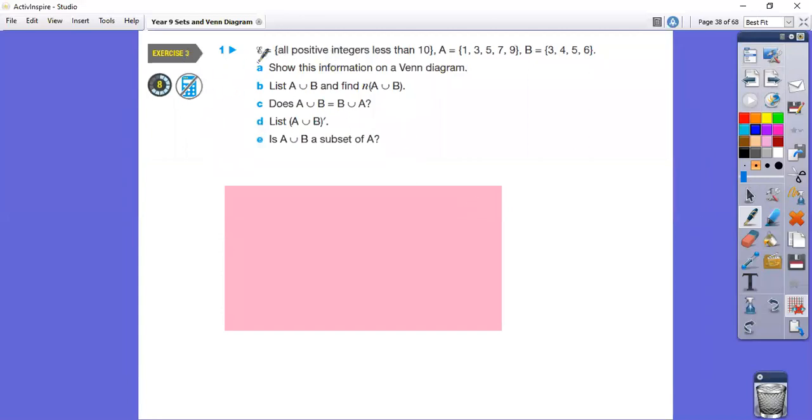So if you look at this first question, the universal set is all positive integers less than 10. A has elements 1, 3, 5, 7, and 9, and set B has elements 3, 4, 5, and 6. Show this information on a Venn diagram, list A union B, and find the number of elements in A union B. Does A union B equal B union A? And list A union B dash. Now remember, there's a little apostrophe here, so that means not in A union B. And is A union B a subset of A?